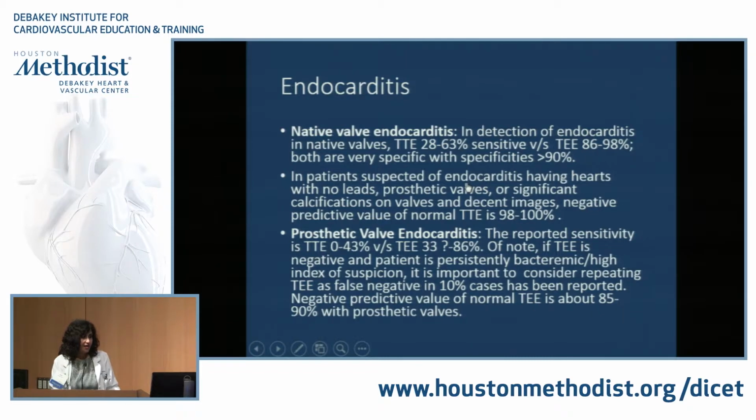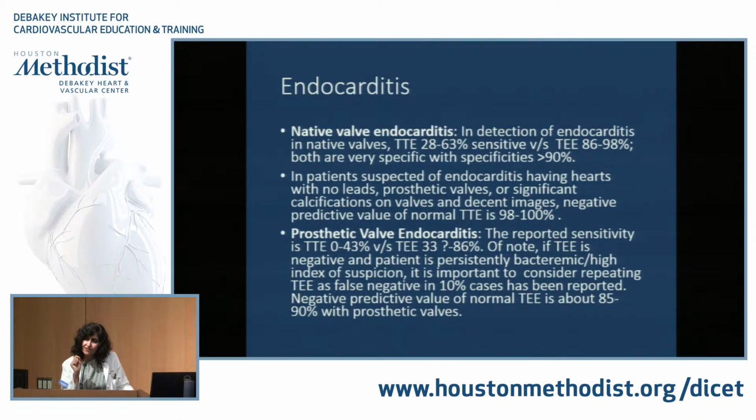Moving on to endocarditis. Endocarditis is, again, one of the most common reasons why we do the TEE. The transthoracic echo sensitivity in native valve endocarditis varies significantly from center to center. It has been reported in the range of 28 to 63%. TEE is much more sensitive at 86 to 98%. Both are very specific. That means once you see a vegetation on the valve, you know you have endocarditis.